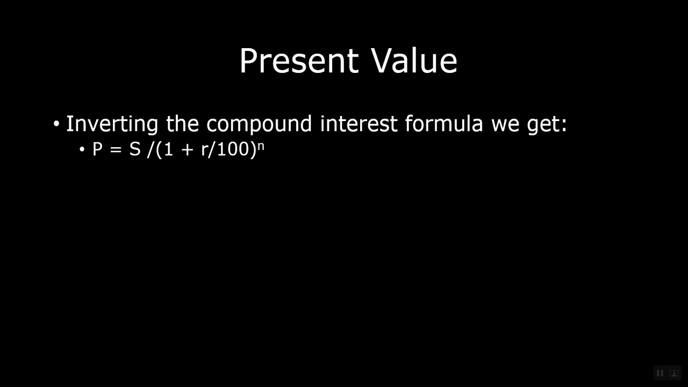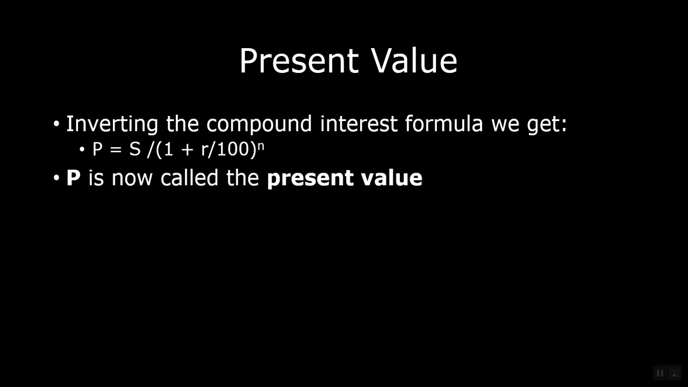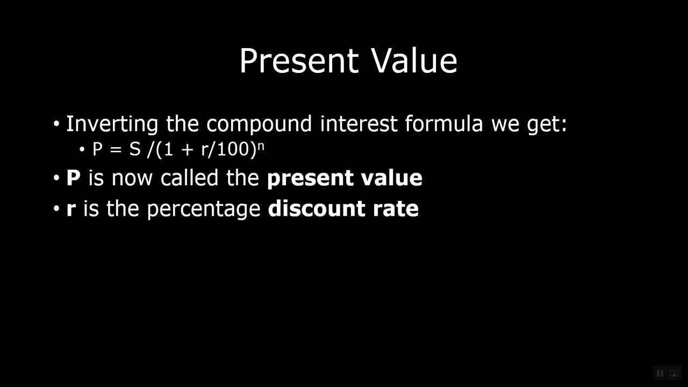So P equals S divided by (1 plus R on 100) to the power of N. R is a percentage discount rate, N is the number of periods over which we are doing our calculation. I do go over now to using years for N.